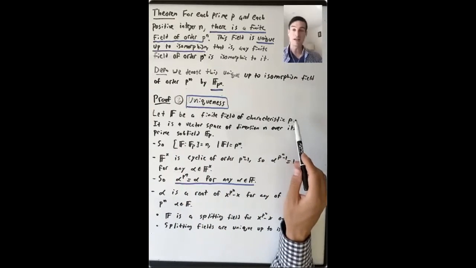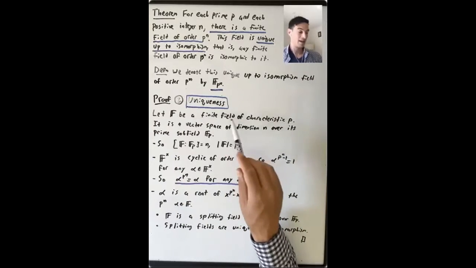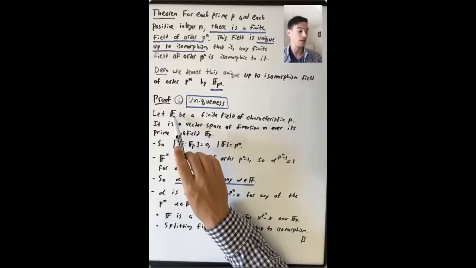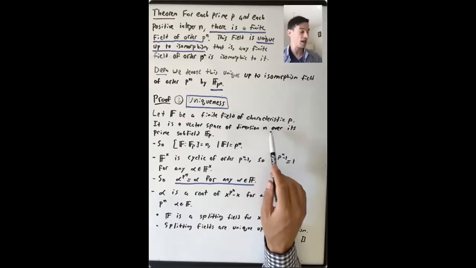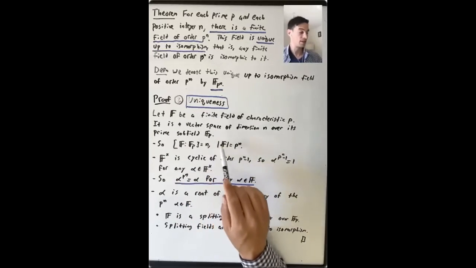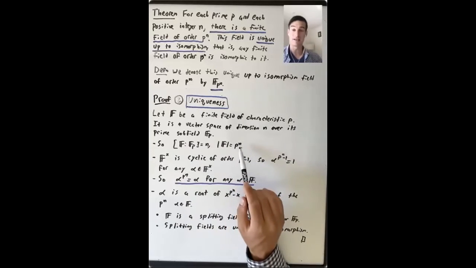So we're just going to start with a finite field of characteristic p. So we know that its prime subfield is Fp, and it's a vector space over Fp. And because it's finite, the dimension of that vector space is finite. So it's some positive integer n. So this finite field F is a vector space of dimension n over its prime subfield Fp. So this dimension is n, which means that the number of elements in this field is p to the n.